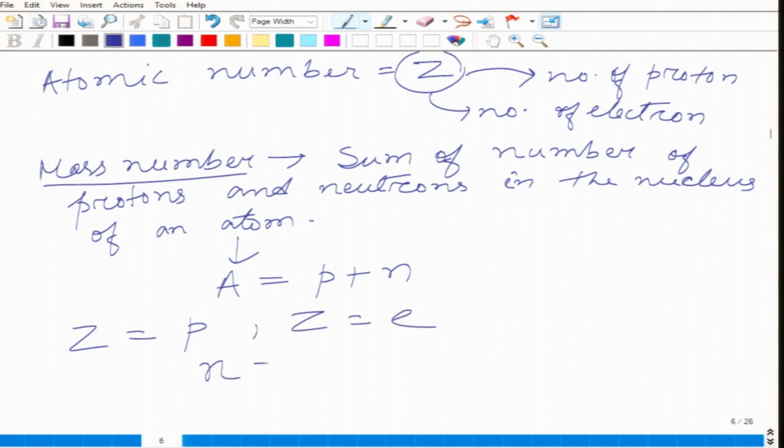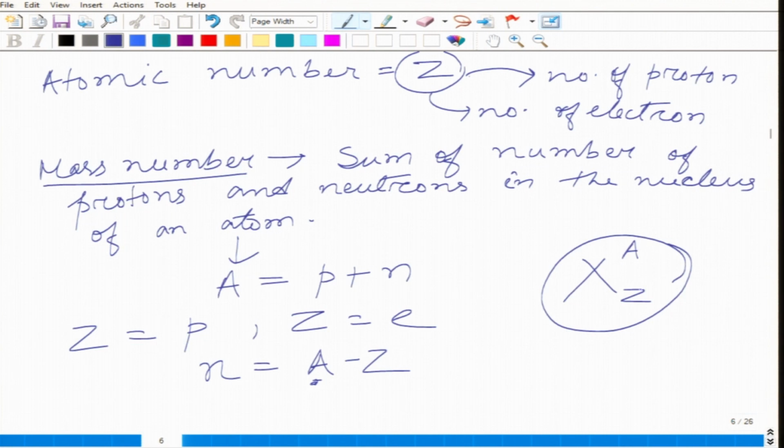So how do we get the number of neutrons? It is A minus Z, that is, atomic mass minus atomic number. An atom is denoted like this. Suppose this is some element, so the atomic number Z is written at the bottom and the mass number at the top. We will further study its details. Thank you.